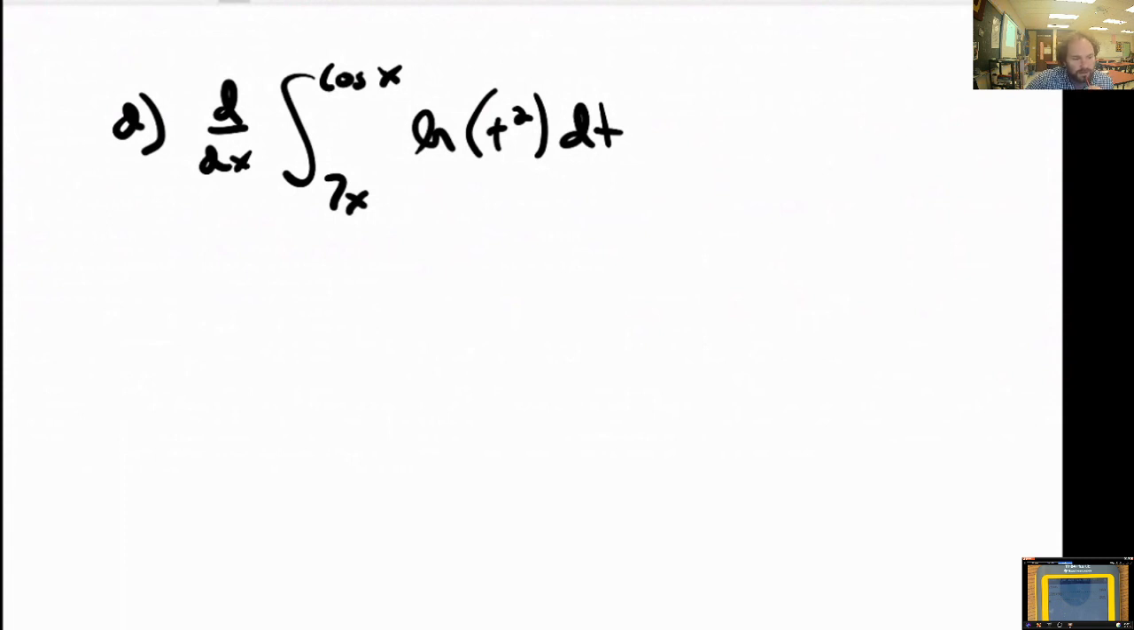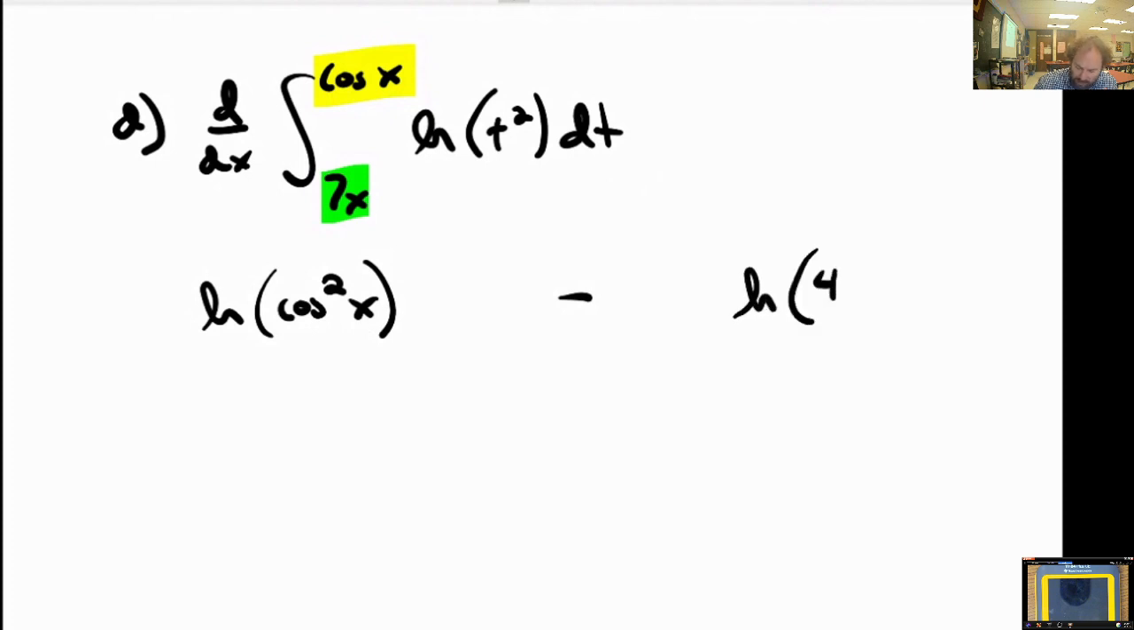What we need to remember here is that we do have to think about chain rule. So we're going to treat this like a fundamental theorem of calculus. We're not even going to do the antiderivative, because the antiderivative of this is just going to cancel out. So it's the natural log of something squared. However, since we do have a top and a bottom bound, we do have to plug in our top and bottom bound. So this will be the natural log of the cosine squared of x minus the natural log of 49x squared, which is 7x squared, like that.